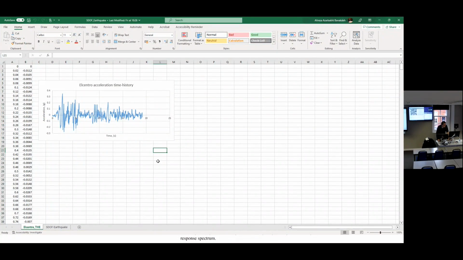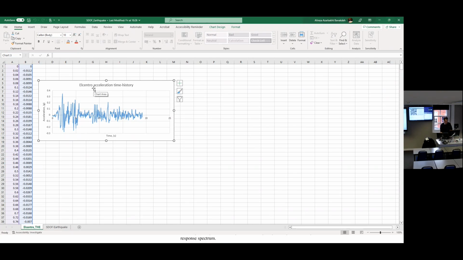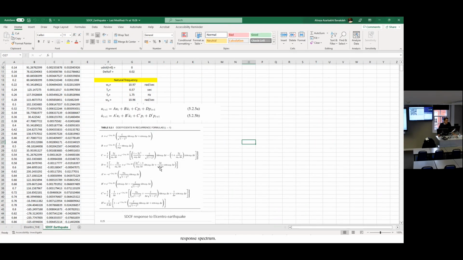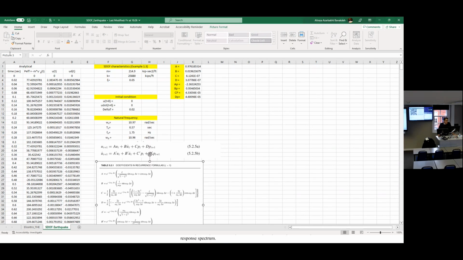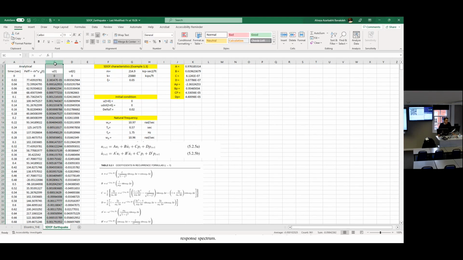Just to recap, last week we had this. This is for last week. We had this input, this is the El Centro earthquake. And last week we did these calculations. We had these formulas. We had these two from the earthquake, and we calculated this. This was the deformation, and this was U dot, the velocity. We don't have to do anything with this. We just need this one.